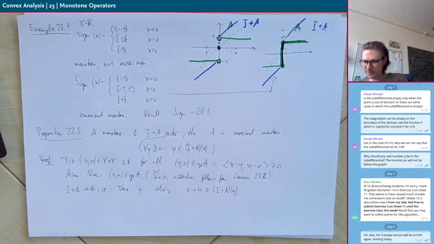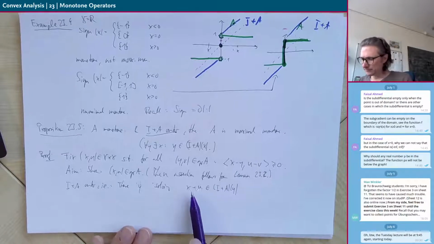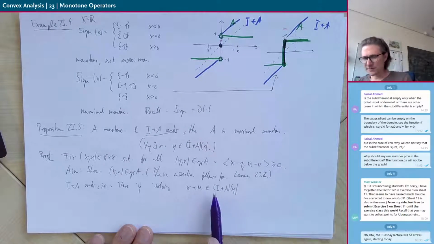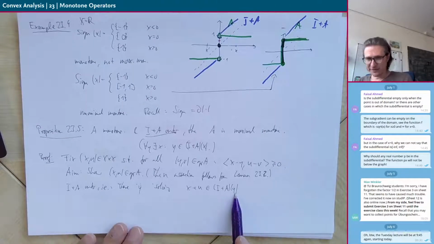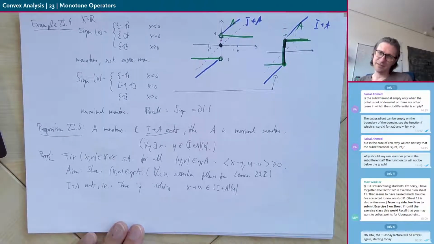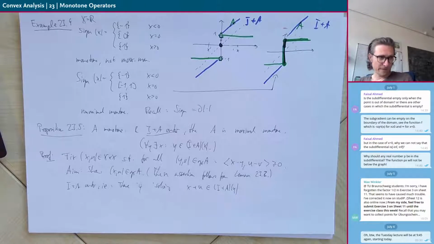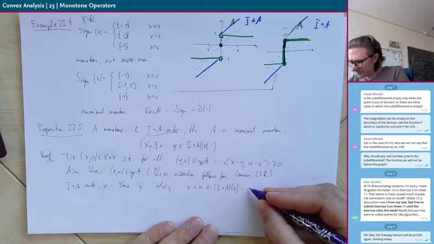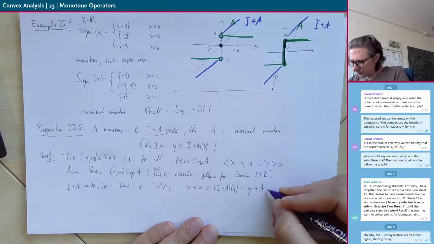So we take the y, we take the x and u, we add them together, and want to have x plus u be an element of identity plus A y, and this is possible. We can find such a y because I plus A is onto. But the right hand side, meaning this is y plus A of y.